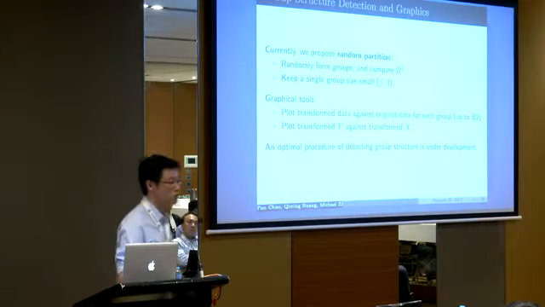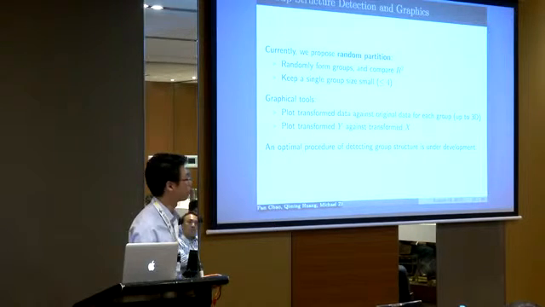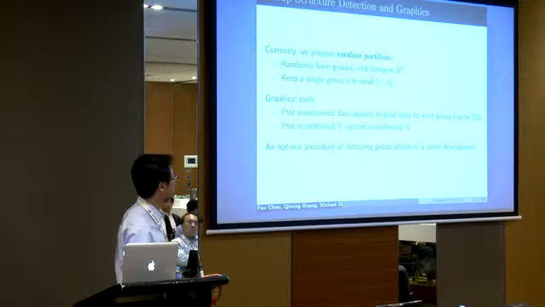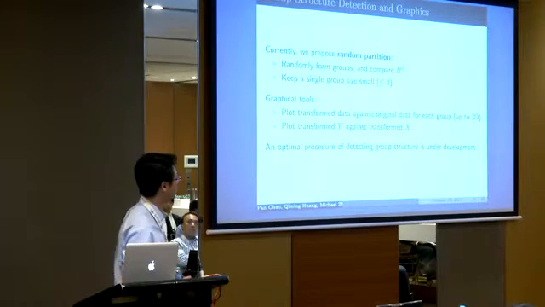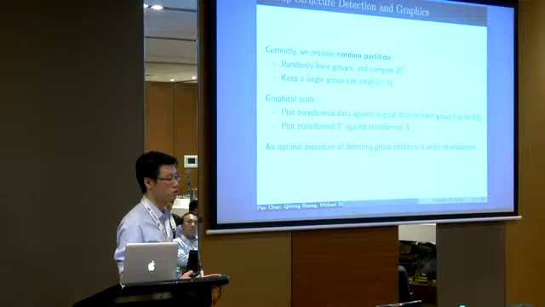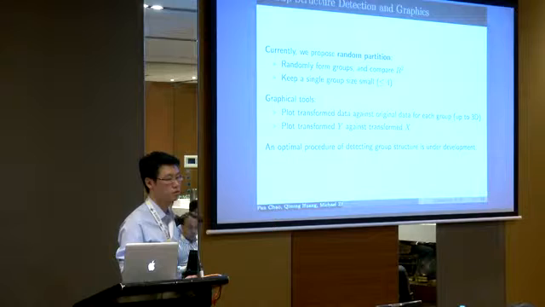In this work, we also focus on graph structures, so we have to address this problem. Currently, we propose a random partition. Basically, if you don't have any group information for your predictor variables, we just perform a random partition. We want to keep each group of variables at a low size, so that later on we can use graphical tools to visualize it. But we are also currently working on how to optimally detect the group structures.